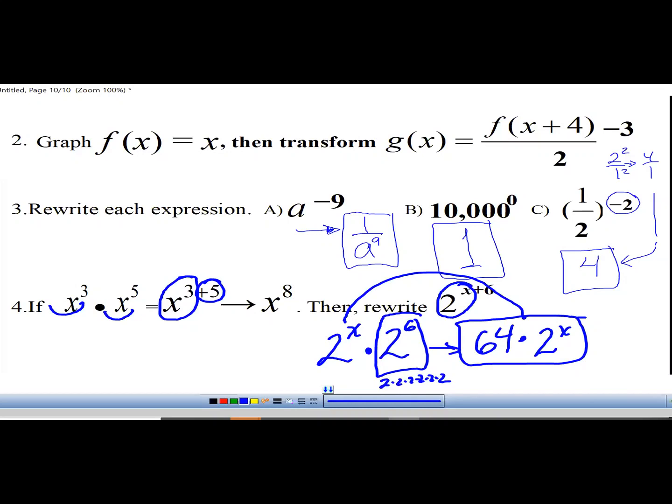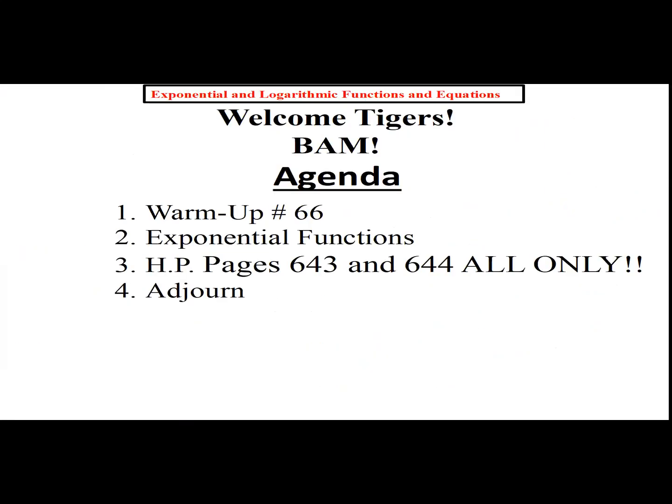All right. So our agenda for today, we have warm-up number 66. Today, we're moving on, guys. Exponential functions. Let's go. Exponential functions. Like that, Alberto? Pretty good? Yes? Let's go. Rocking and rolling.